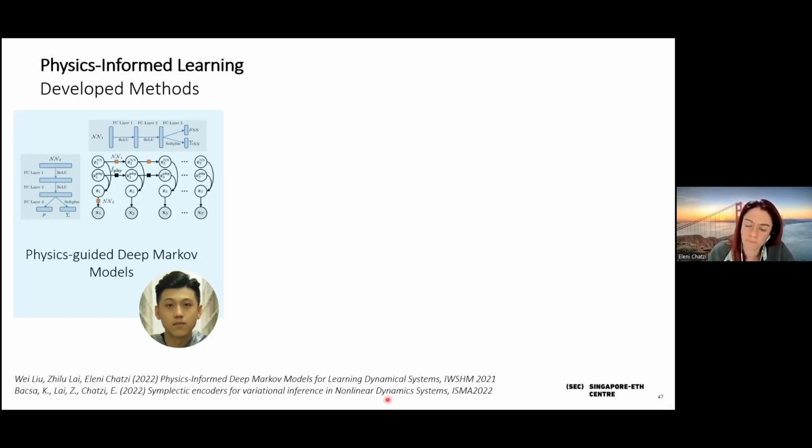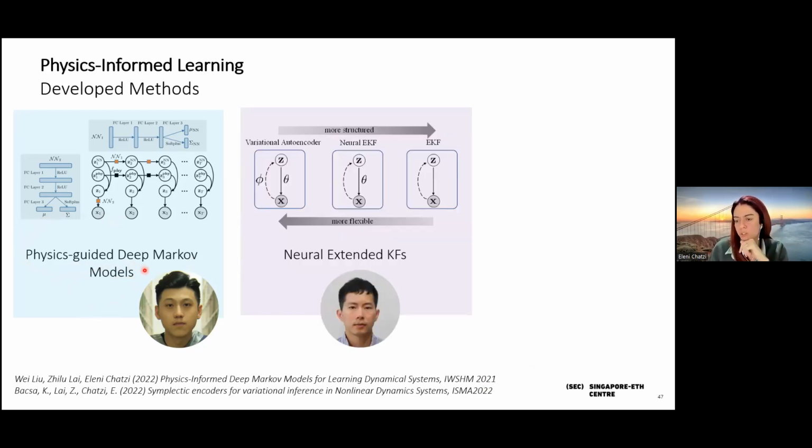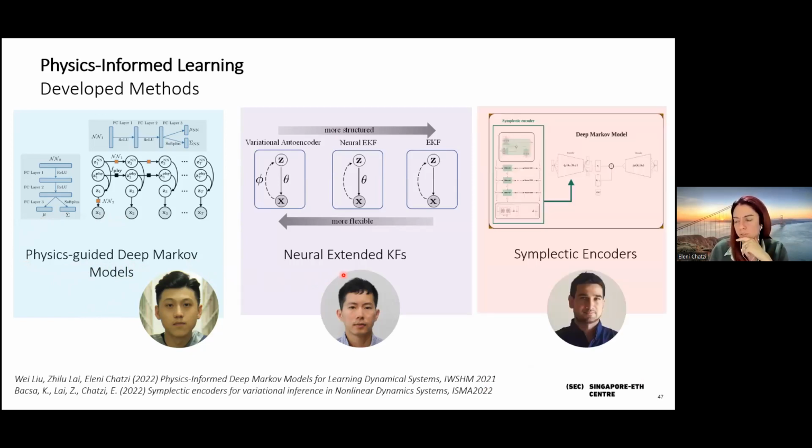A first approach that we have suggested for doing so is what we call the physics-guided deep Markov model, and I will explain a bit on this in a few. But we have also suggested frameworks that draw from the extended Kalman filter form for those that are comfortable with these filters, or also frameworks that are instilling Hamiltonian principles in our prediction framework.